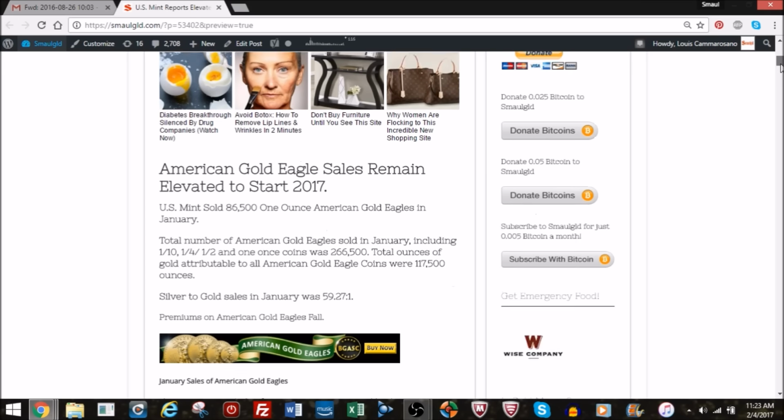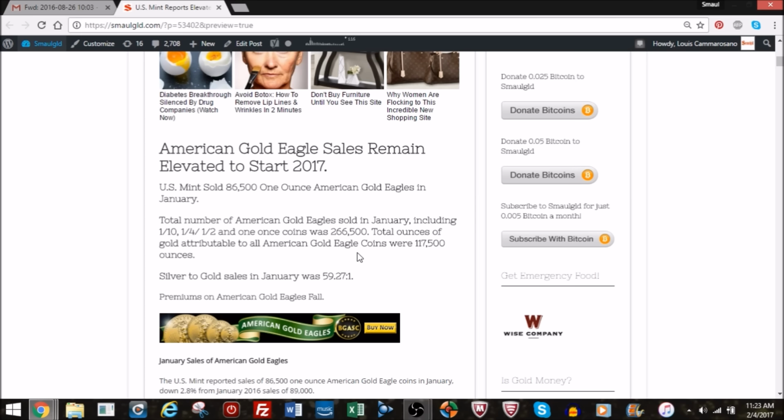American Gold Eagle sales remain elevated to start 2017. The U.S. Mint sold 86,500 1-ounce American Gold Eagles in January. And the total number of American Gold Eagles sold in January, including those 1/10, 1/4, 1/2, and 1-ounce coins, was 266,500. And the total ounces attributable to all American Gold Eagle coins sold in January was 117,500.